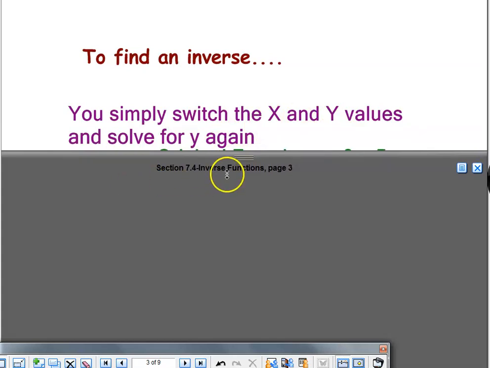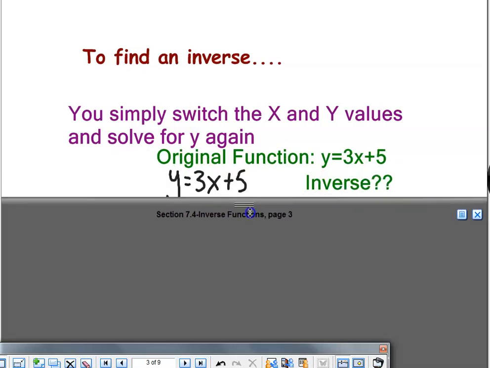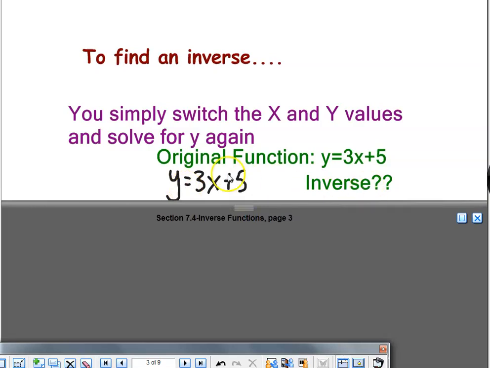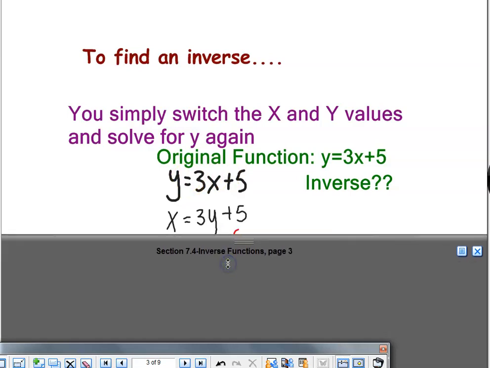What does that look like? So, here's my original function, 3x plus 5. What is my inverse going to be? What's the inverse of y equals 3x plus 5? First order of business is to switch x and y. Literally, wherever you see the letter x, you write the letter y. Wherever you see the letter y, you write the letter x. Then all you do is solve now for y.